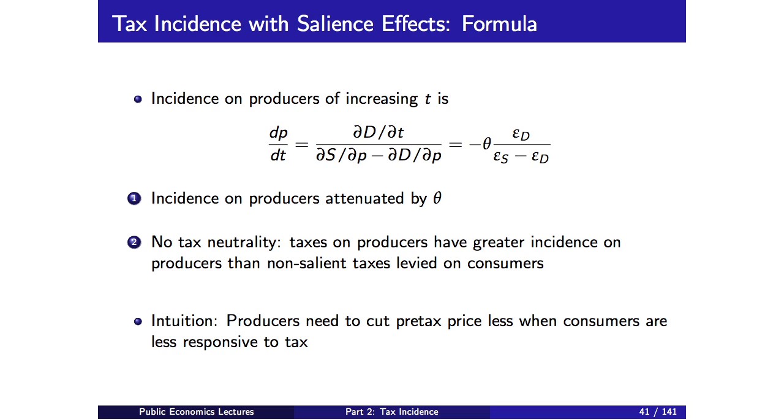Okay, so that's how salience affects the basic theory of incidence. Producers need to cut the pre-tax price less, basically, when consumers are less responsive to the tax. And the lesson in terms of what we want to do empirically is that we want to think about both supply and demand elasticities as we were before, but we also want to understand what this theta parameter looks like in various contexts in order to understand incidence.